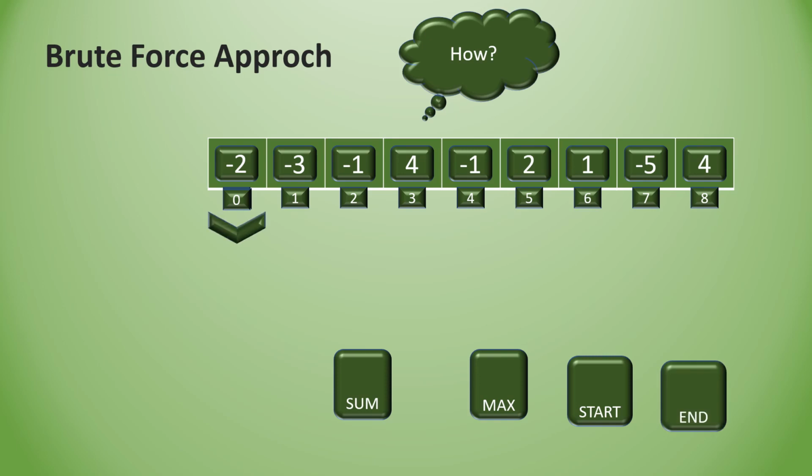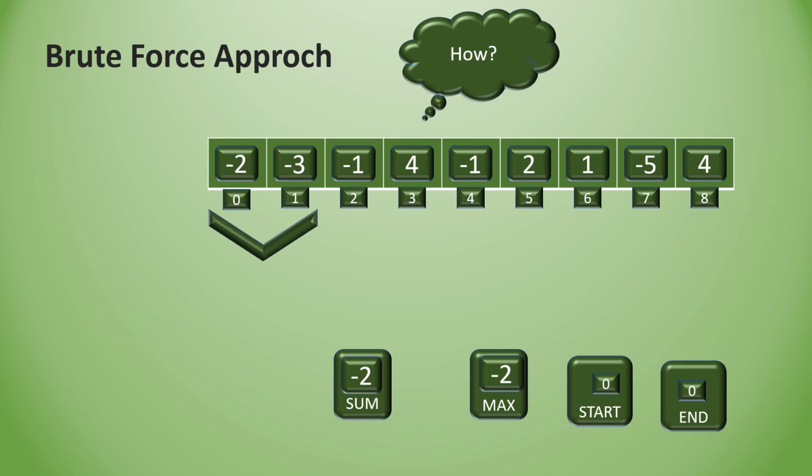First, I am taking this subarray. The sum of this subarray is -2 because there is only a single element in it. Okay. Now I will compare this sum with the max variable, which initially contains a large negative number. If sum is larger, update max, update start, update end. Otherwise, no update is done.